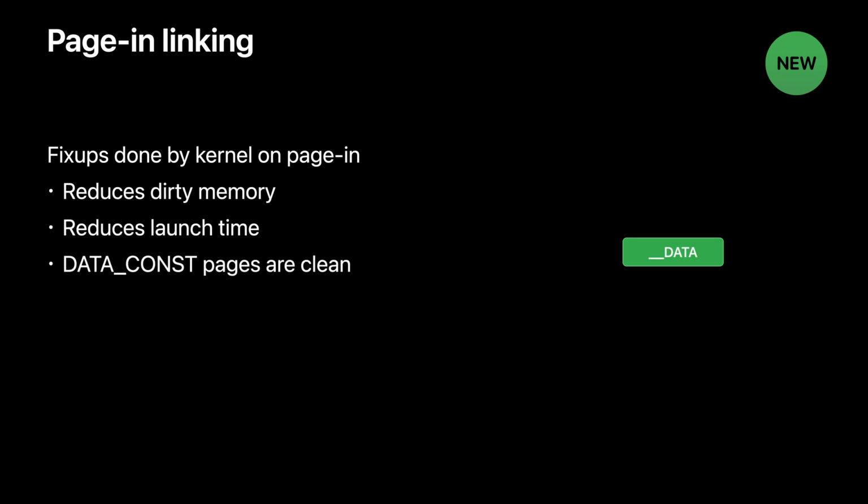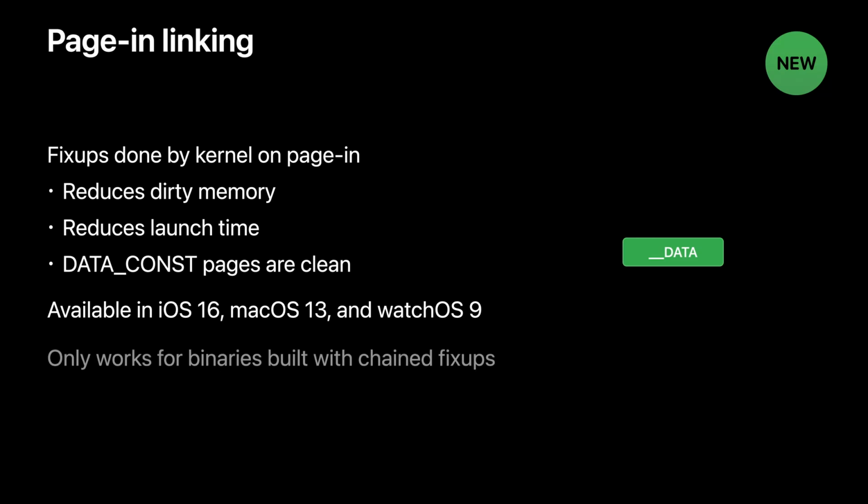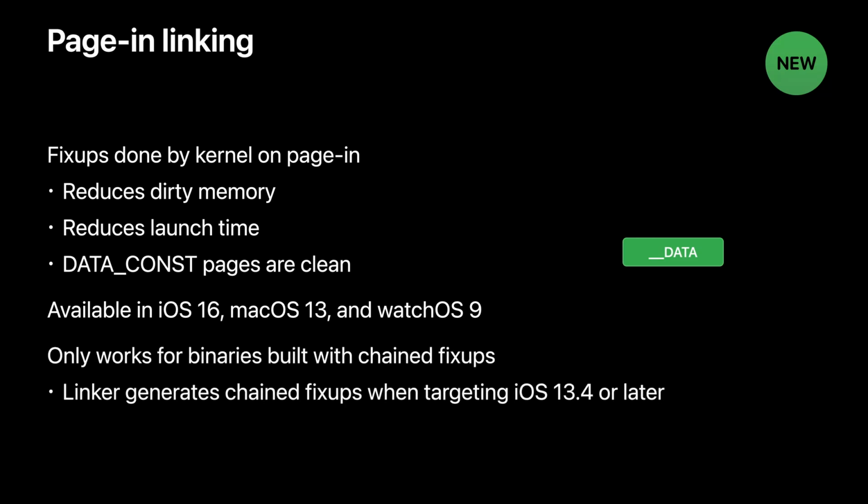It also means data const pages are clean, which means they can be evicted and recreated just like text pages, which reduces memory pressure. This page-in linking feature will be in the upcoming releases of iOS, macOS, and watchOS. But page-in linking only works for binaries built with chain fixups. That is because with chain fixups, most of the fixup information will be encoded in the data segment on disk, which means it is available to the kernel during page-in.